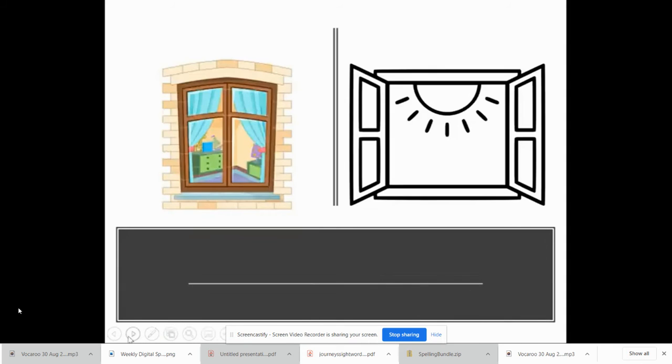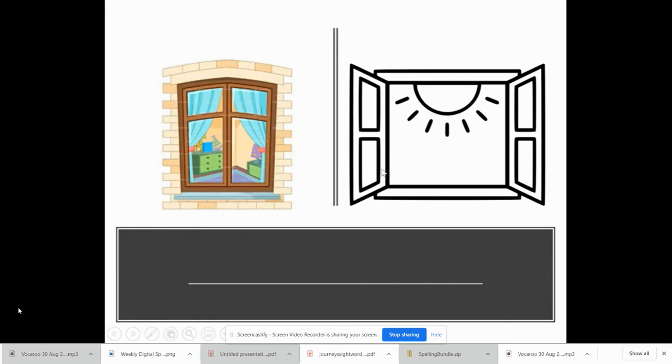Oh, okay. What do we notice? Well, I notice there's a window over here on the left and there's a window on the right. So both pictures have windows. Maybe the vocabulary word this week is window.